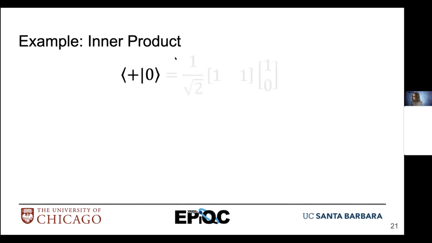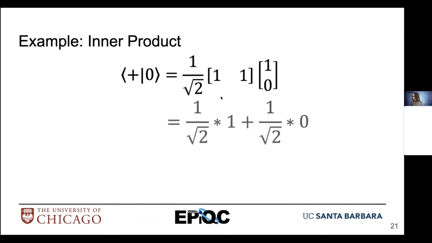So go ahead and see this worked out. So we have all our steps. So we're left with 1 over square root of 2.